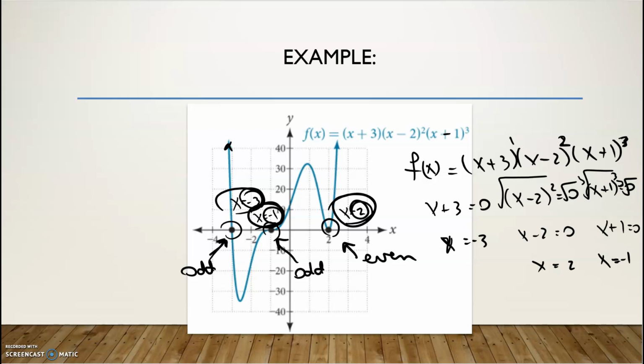Those are the multiplicities. Now let me get rid of some of this right here. We'll say x is negative 3, x is negative 1, and x is 2. Look at the odd ones, 1 and 3. So for x equals negative 3 here, raised to 1, it's odd, it goes straight through. (x plus 1), that's x equals negative 1. That's odd.